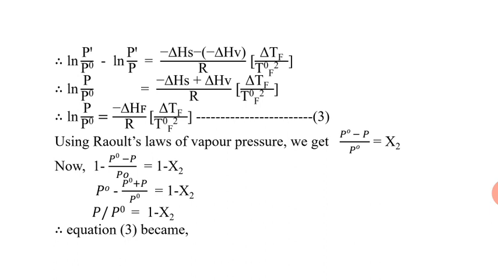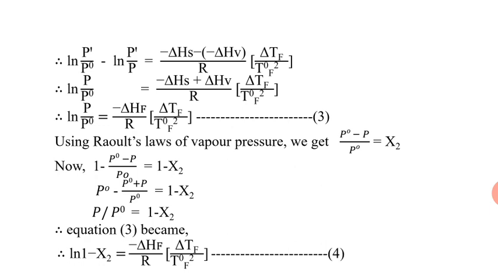we have to put the value of p by p0 in equation number 3. Therefore, ln 1 minus x2 is equal to minus delta Hf upon R inside the square bracket delta Tf upon T0f square. This is our equation number 4.